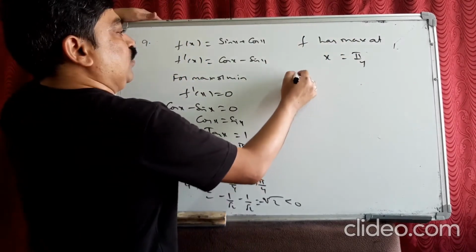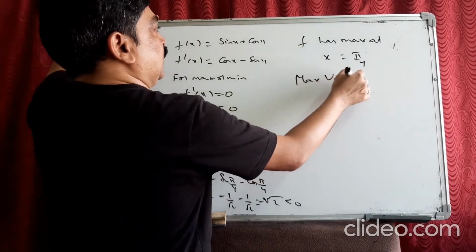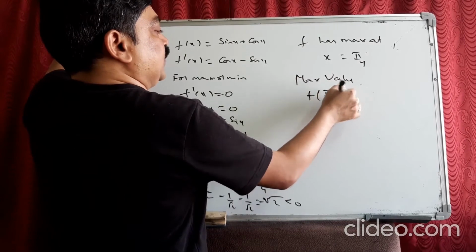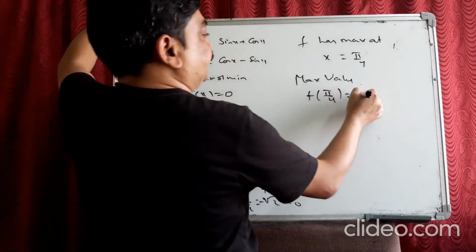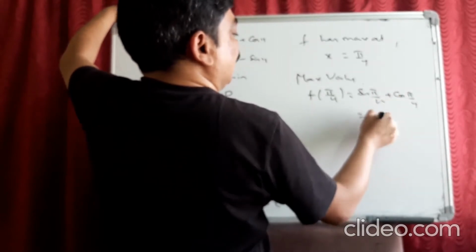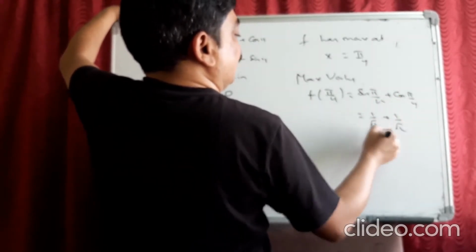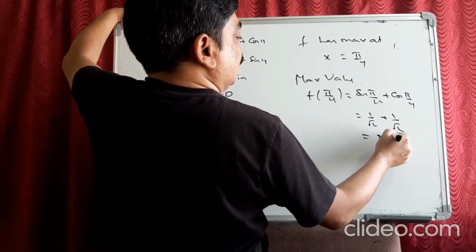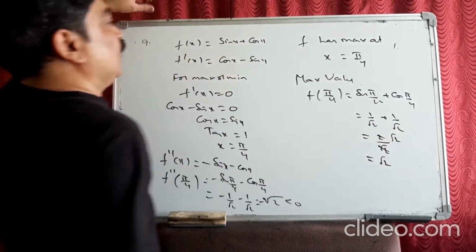Let us substitute. What is the maximum value? f of pi by 4. We substitute this pi by 4 in the main function. Sin pi by 4 plus cos pi by 4. 1 by root 2 plus 1 by root 2. 2 by root 2. When you cancel this, it becomes root 2. Understand?